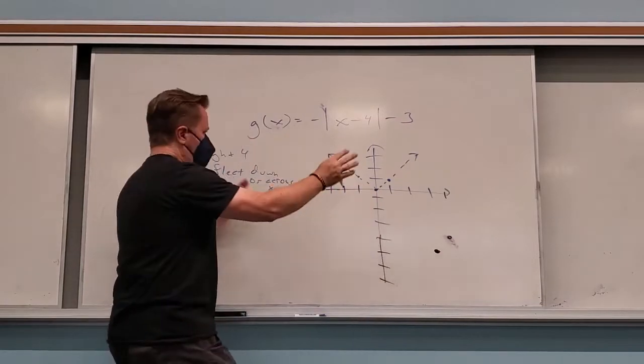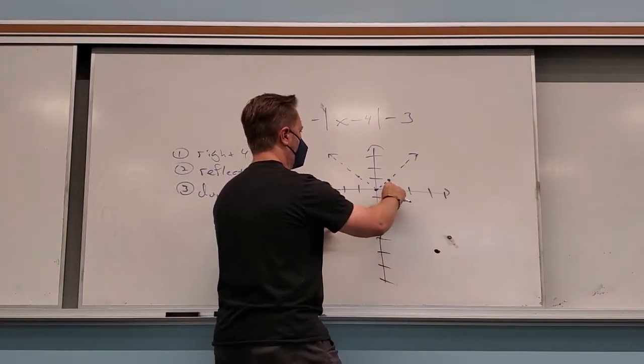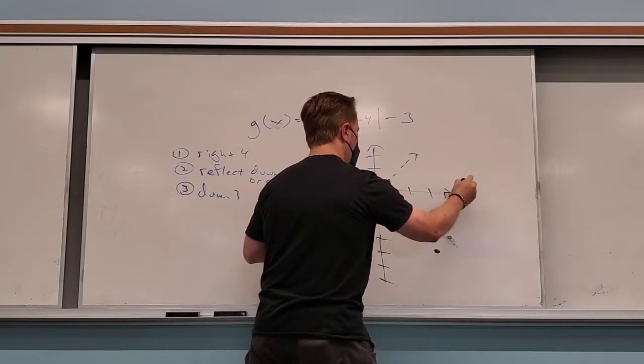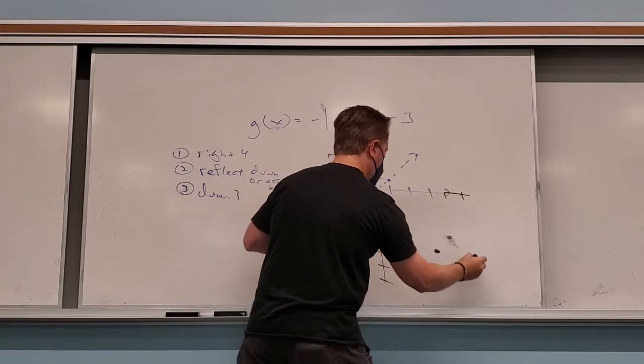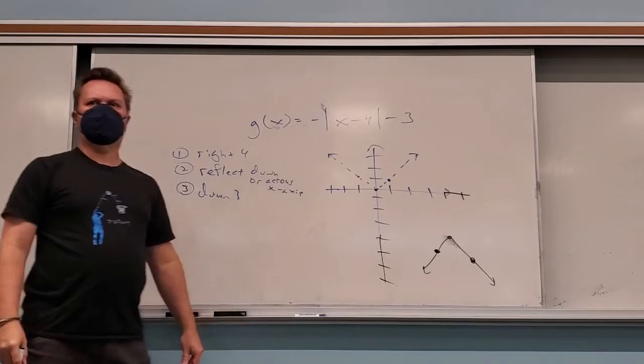All right. And then which point did I not do? This is the bad part about keeping track of which point I've done. I've done this. Yeah. 1, 2, 3, 4. Reflect, and then down 3. So it's going to be right there. So there's my point.